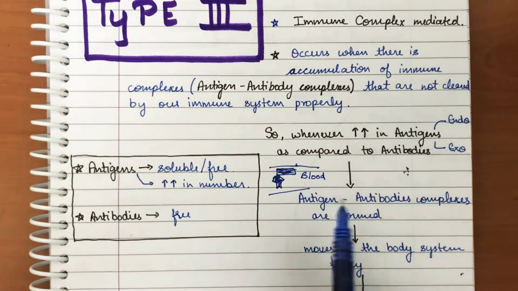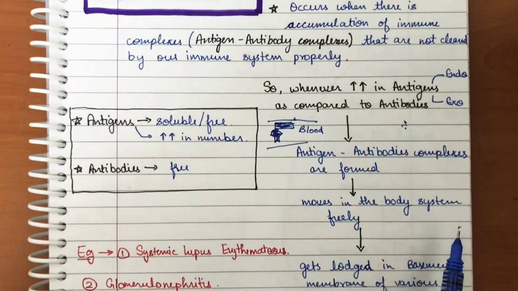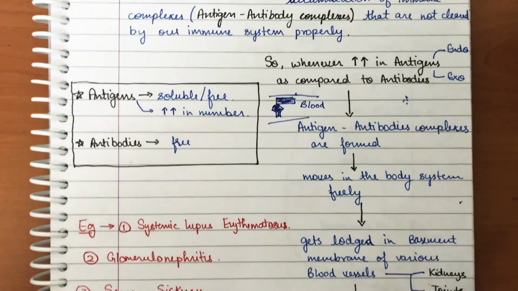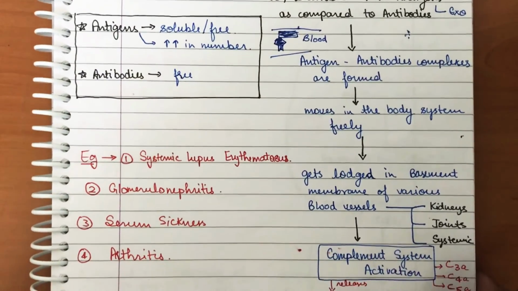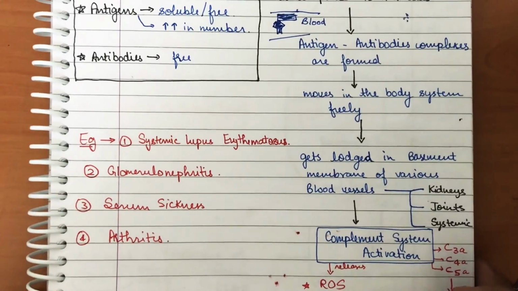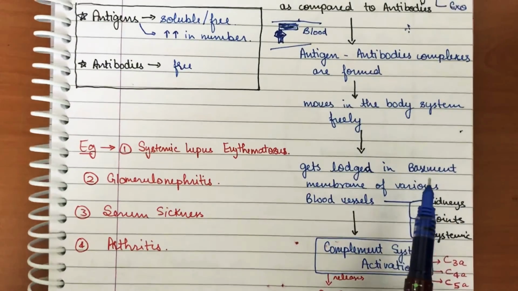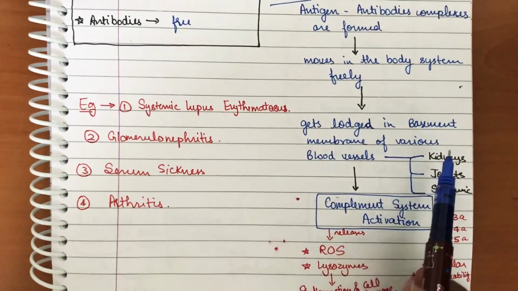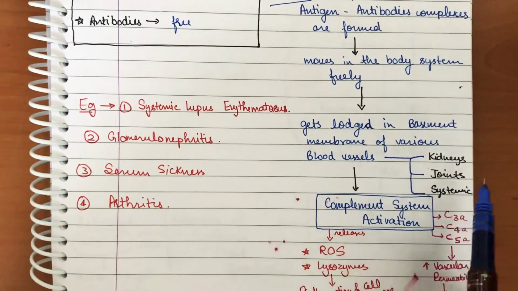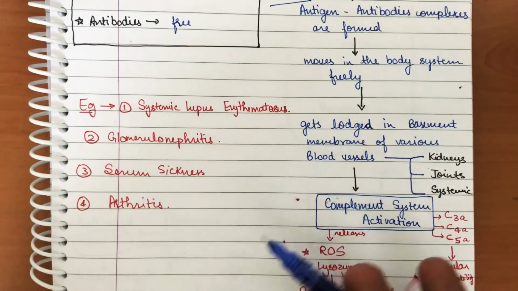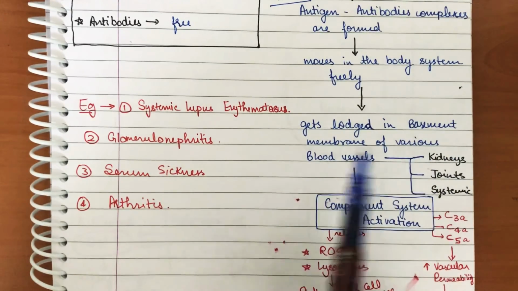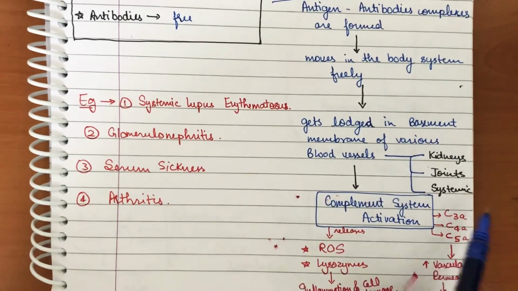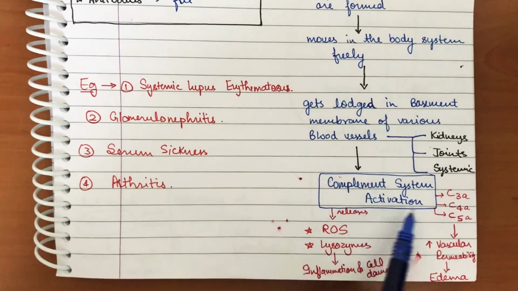So these antigen antibody complexes are formed and they move in the body system freely. And then after some time they get lodged in the basement membrane of various vessels, for example in kidneys, in joints, or any other systemic organ. They will get lodged in the basement membrane of these organs, and then there they will activate the complement system.